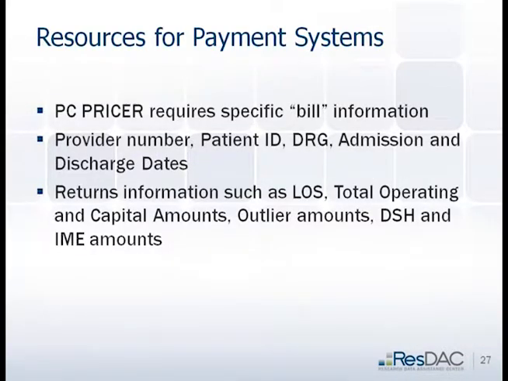Again, if you're going to use this resource, you do have to have some specific bill information. What was the provider number? You do have to have a patient ID. It doesn't register whether or not this is a real one, so you can just make up a patient ID. You need to know what the DRG, admission, discharge dates, that type of thing. But it does give you a length of stay, total operating capital amounts, outlier amounts, any DISH amounts, any IME amounts. So it might be good to just look at to see, yes, this is what goes into a DRG price payment.